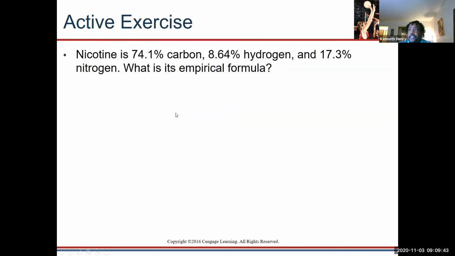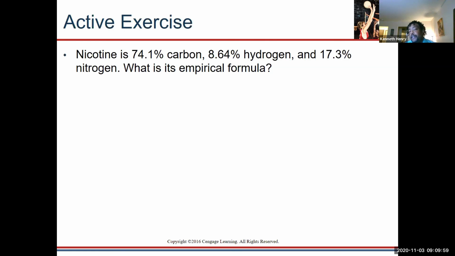Okay, nicotine is 74.1% carbon, 8.64% hydrogen, and 17.3% nitrogen. What is its empirical formula?